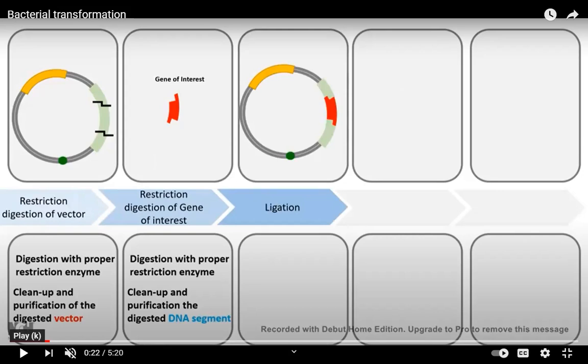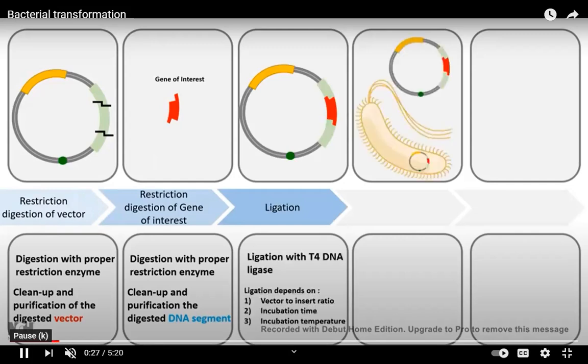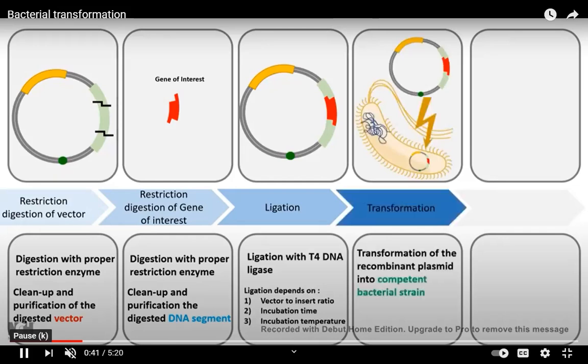So we're going to cut the bacterial DNA. Remember, bacterial DNA is circular. We're going to take that gene and join them together and glue them together, a process known as ligation. After the ligation piece, we're going to do the actual transformation, and hopefully it works.